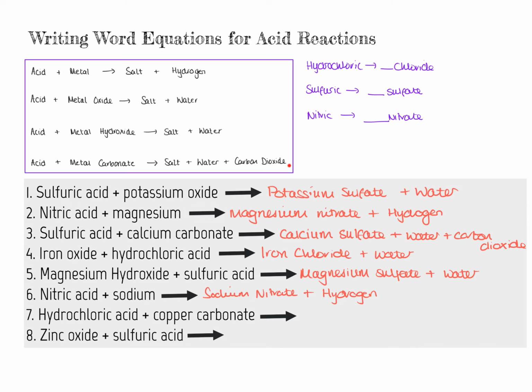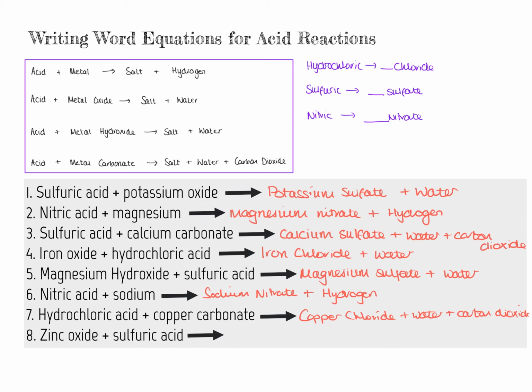So it's a carbonate, we're going to use this bottom one and make salt and water and carbon dioxide. So let's name the salt. Your metal is copper, and your acid is hydrochloric, so it'll be copper chloride, plus water, plus carbon dioxide. Squeeze that on there. There we go, ish. And the last one, zinc oxide plus sulfuric acid.